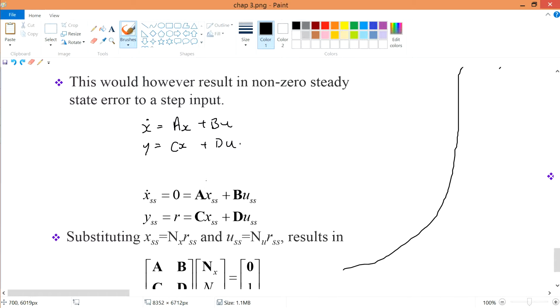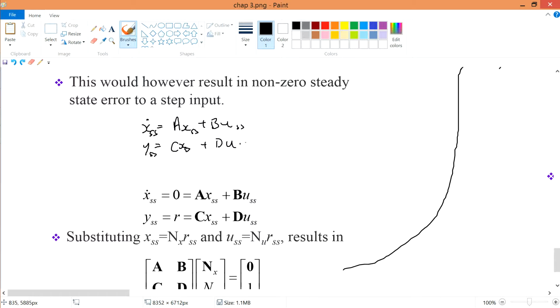Alright, and this AXSS plus BUSS comes from your typical state space system. It's just simply adding your steady state only, so that it looks like this all along. Okay, as you can see, it's the same as this. Same thing for the bottom one. If you want to write SS, SS all the way, alright, it's the same thing.